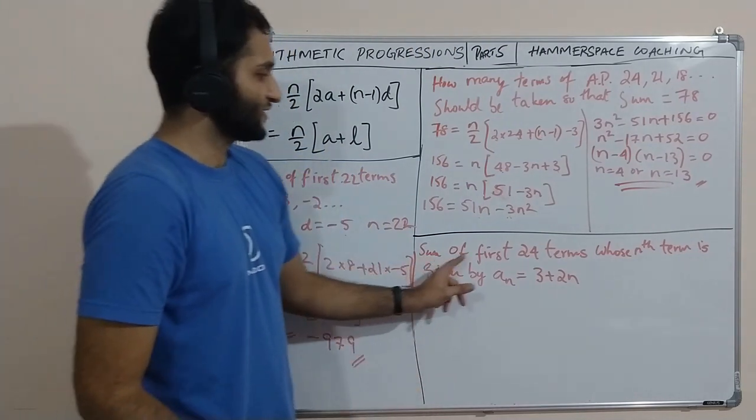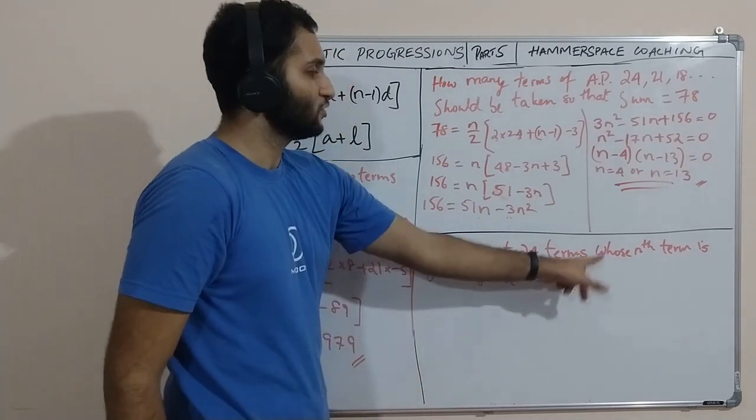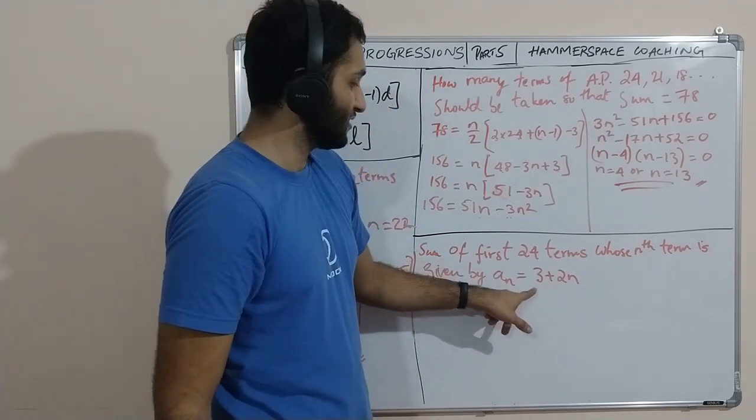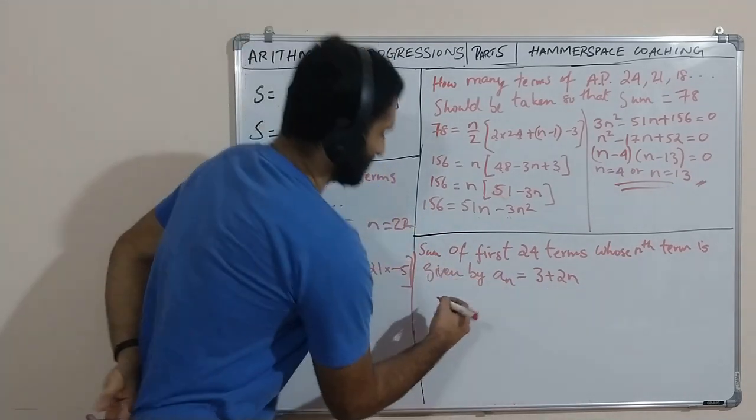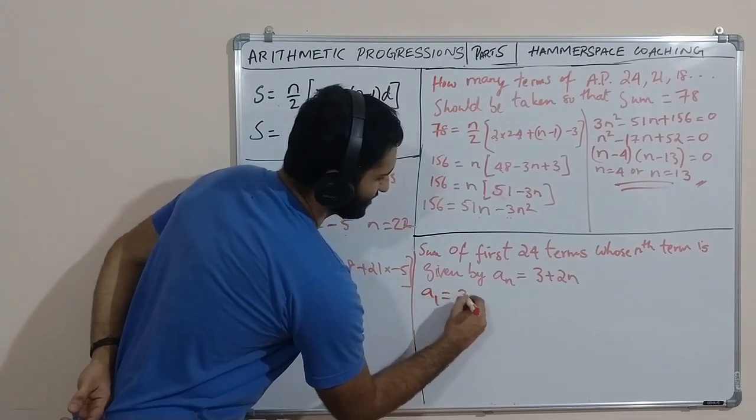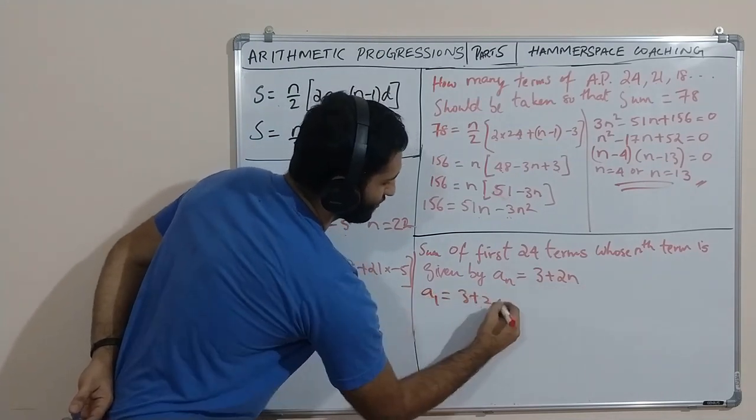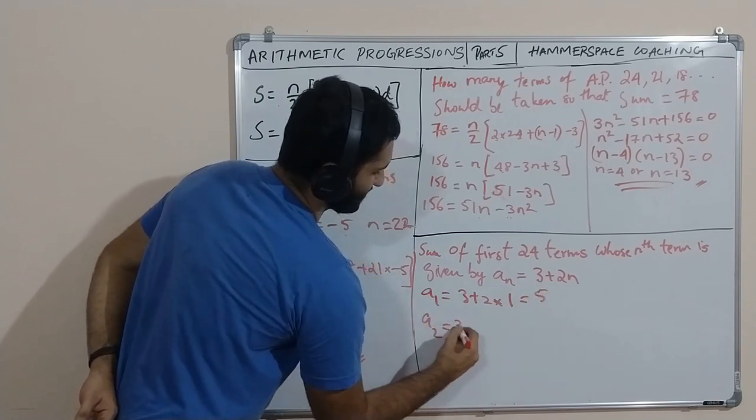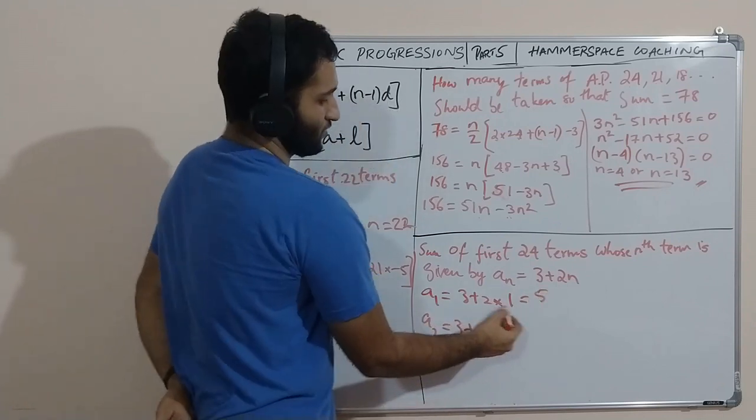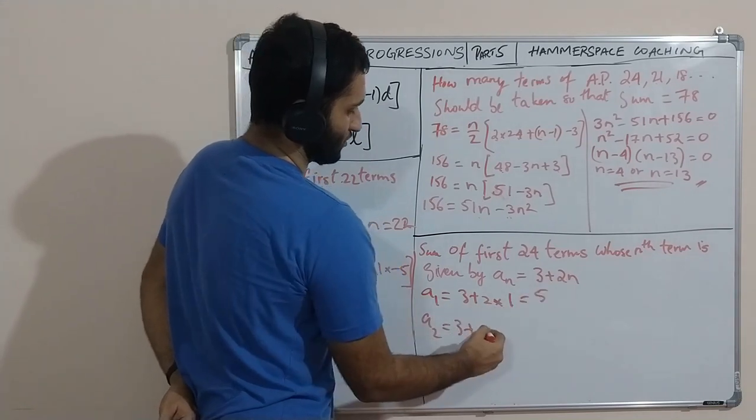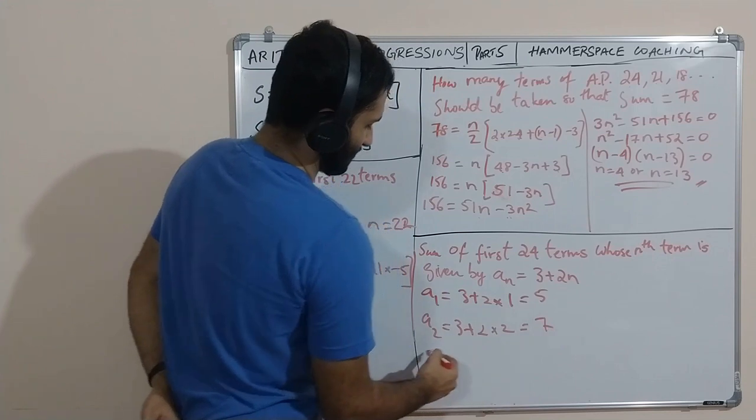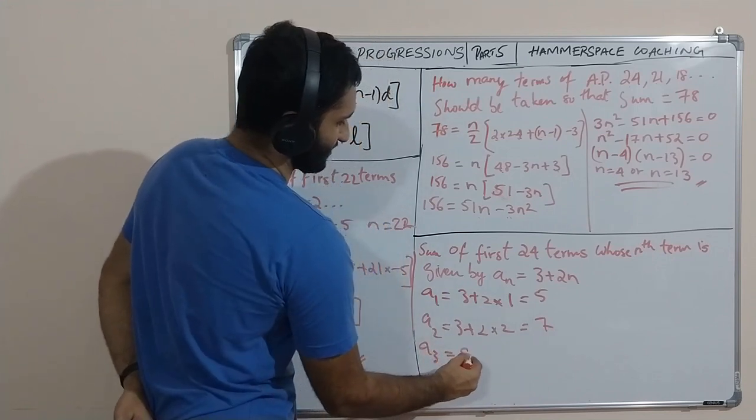Next we will see this one. Sum of first 24 terms whose nth term is given by An equal to 3 plus 2N. So what is A1? A1 equal to 3 plus 2 into 1, that's equal to 5. What is A2? A2 is 3 plus 2 into 2, 2 into 2 that's equal to 4 plus 3, 7. What is A3? A3 you will get it as 9.